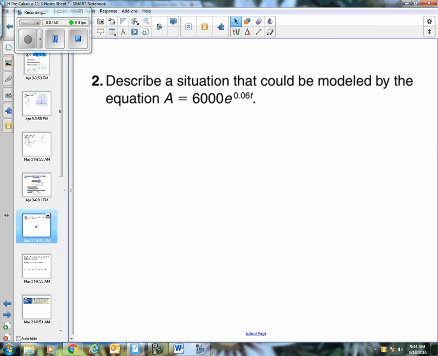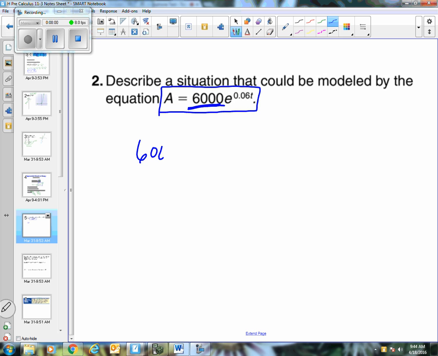So let's just talk about a general scenario. What could this look like? If you had an equation that was modeled with this, what would that tell you? What kind of situation would this be? Well, what does the 6,000 tell you? That means it's starting at 6,000. That is the starting initial value. So whatever you're beginning with is always that y0. Whatever it is, people, money, it's going to be 6,000 as that starting population.